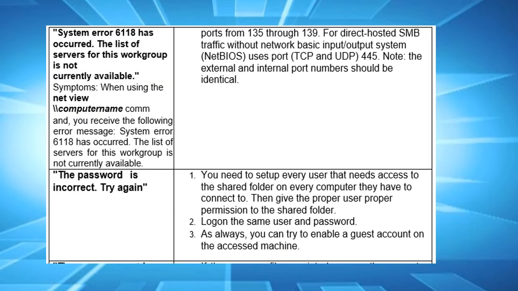Then we also have another problem: system error 6118 has occurred. The list of servers for this workgroup is not currently available. This happens when using net view with the computer name and you receive the following error message: system error 6118 has occurred. The list of the servers for this workgroup is not currently available.